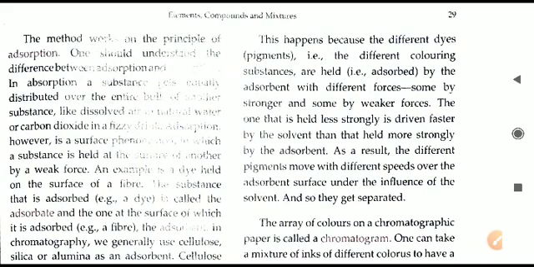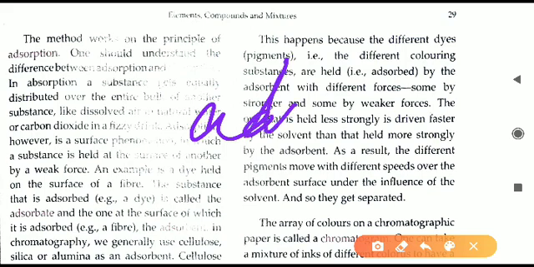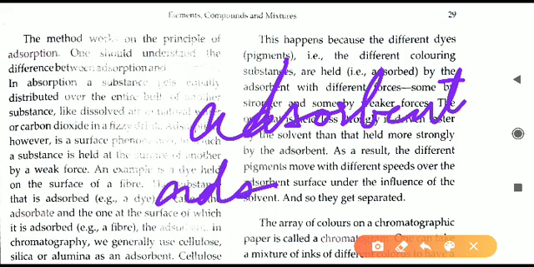And this process is based on what? This is based on the principle of adsorption. In adsorption, two terms are there. One is called adsorbent. I'll write here. One is called adsorbent. Another one is called adsorbate. Adsorbate is the substance on which adsorption takes place.